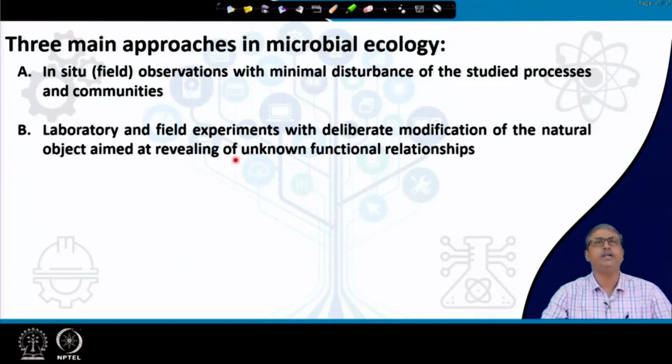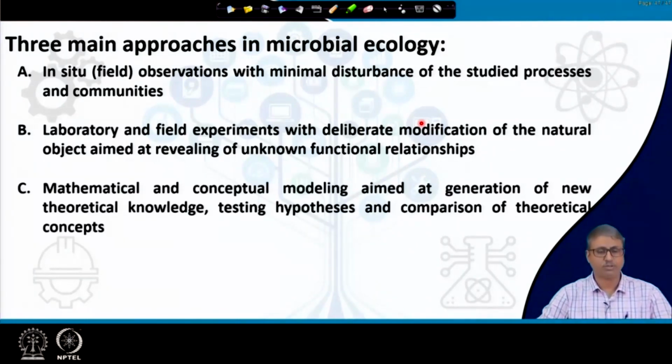The second is laboratory and field experiments with deliberate modification of the natural object, aimed at revealing unknown functional relationships. In this case, we bring the sample into the lab and then expose or incubate the sample under different conditions. That is the modification. Deliberate modification means we try to provide different carbon sources, different nitrogen sources, different pH, different redox conditions. In earlier lectures we have seen how the redox condition affects the electron acceptors. So we can provide different electron acceptors by creating different redox conditions, and then see how the system, the soil, the contaminated waste or the environmental sample, reacts to this changing redox regime and the electron acceptors provided, and from that the unknown functional relationships can be obtained.